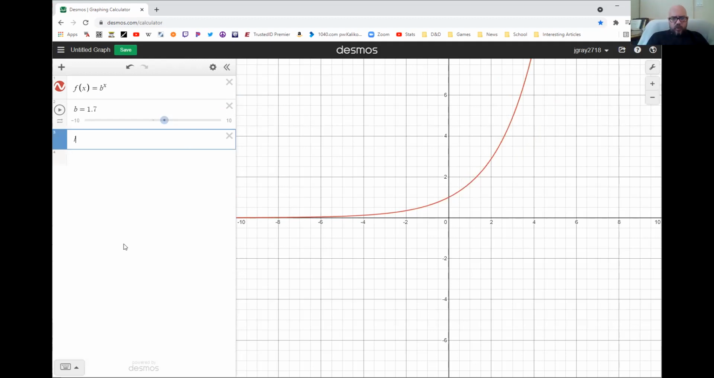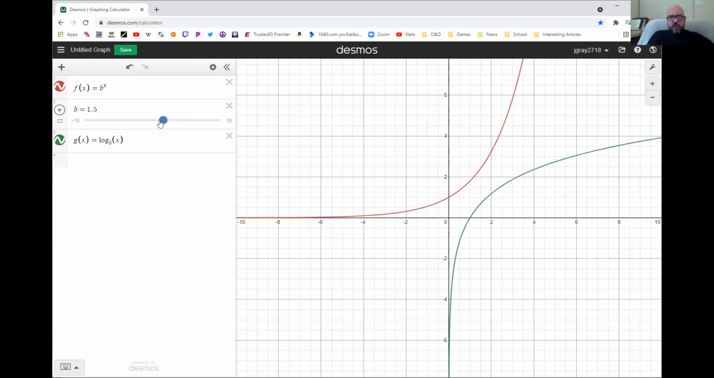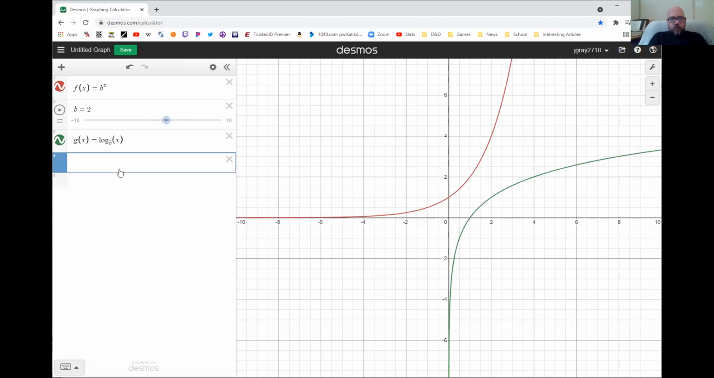Now I want to do log base b, and if you want to do a base in Desmos, you hit the underscore key. Log base b of x. It's going to be g of x. So g of x equals that. All right. So f is my base function, b to the x, and g is the inverse. It's the log. Right?